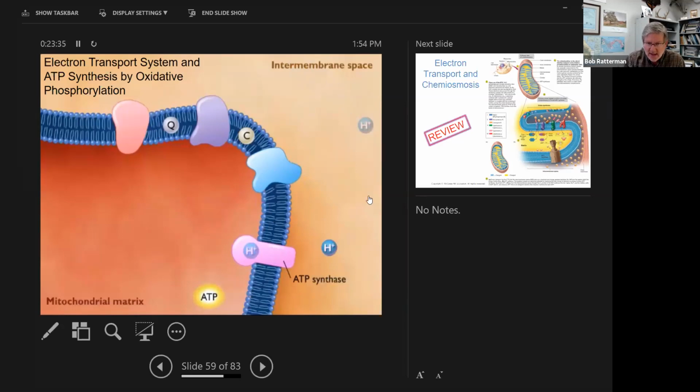So as these hydrogen ions move back into the core of the mitochondrion, called the matrix, that allows for the phosphorylation of ADP. And what do you make? ATP. ATP, right. The energy derived from the movement of these protons is used to synthesize ATP from ADP and phosphate. Formation of ATP by this mechanism is referred to as oxidative phosphorylation.